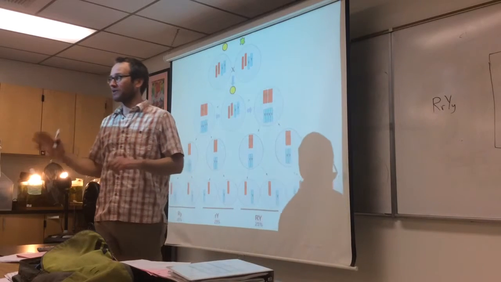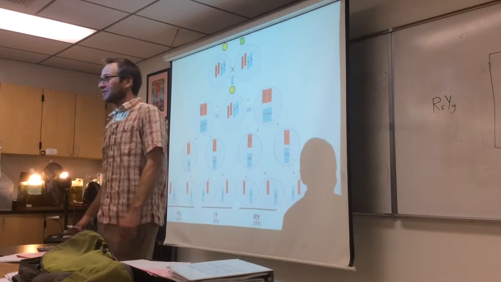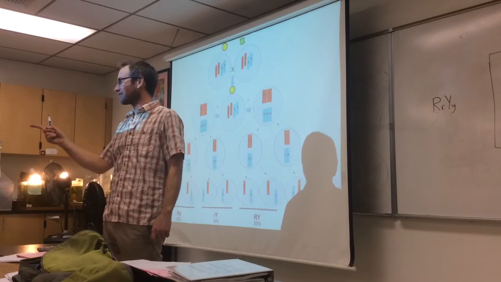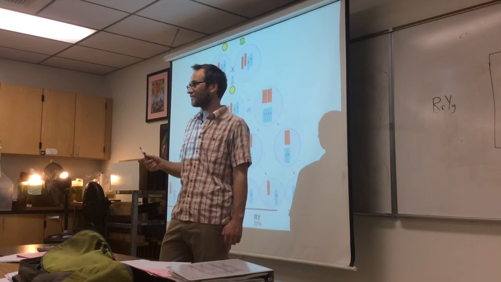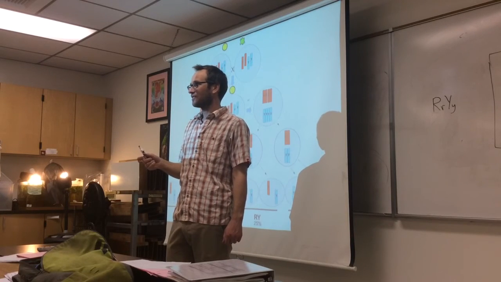So what are those 4 gamete types? Take it away. Big R, little y. Little r, big Y. Big R, big Y. And little r, little y.